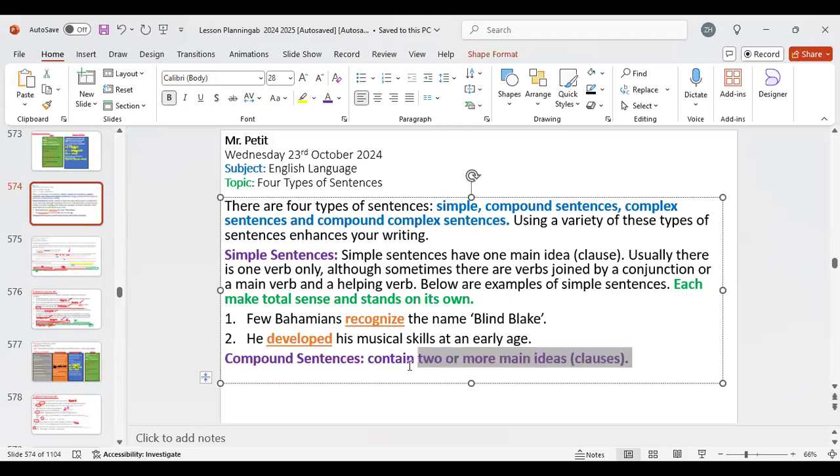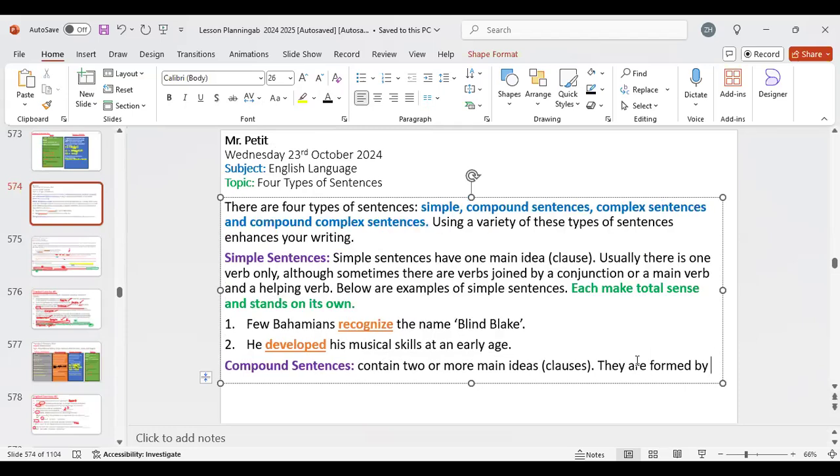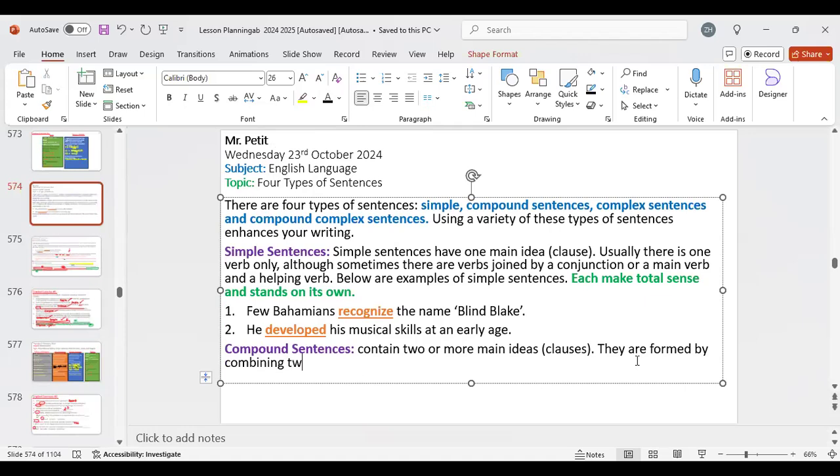So they are formed by, are you writing this down? Let me know if you're writing this down, please. They are formed by combining two simple sentences together. So how are compound sentences formed? By combining two simple sentences together.